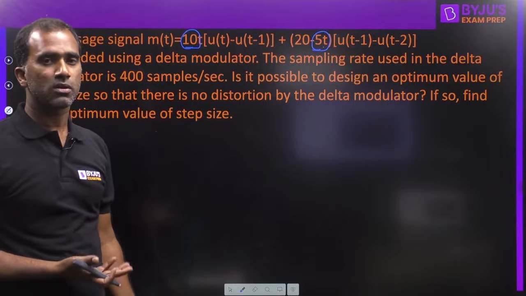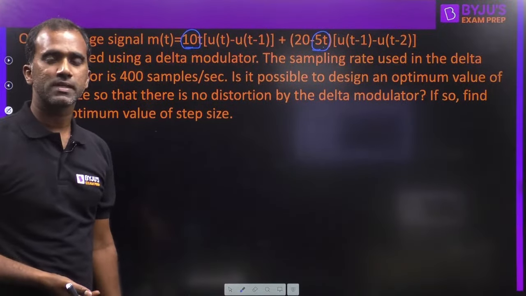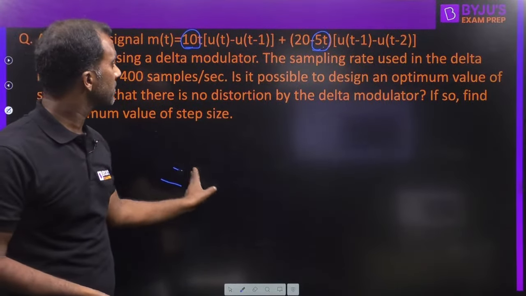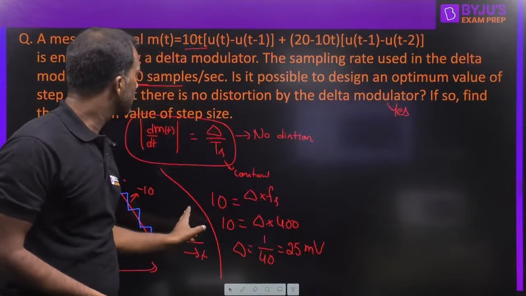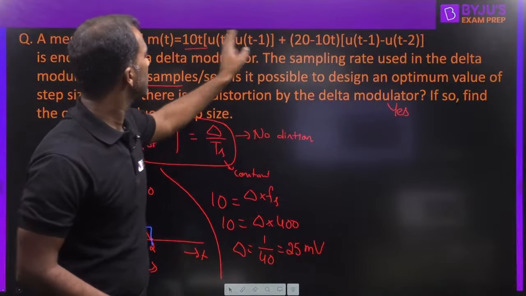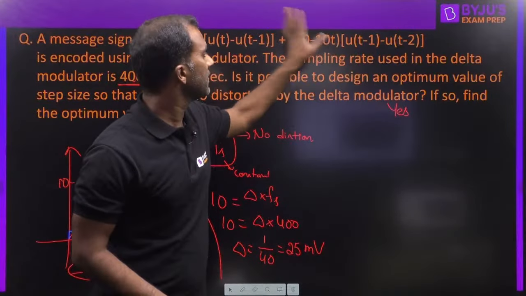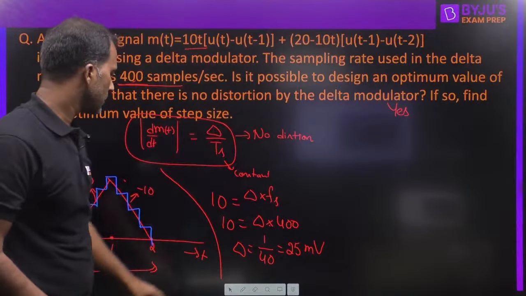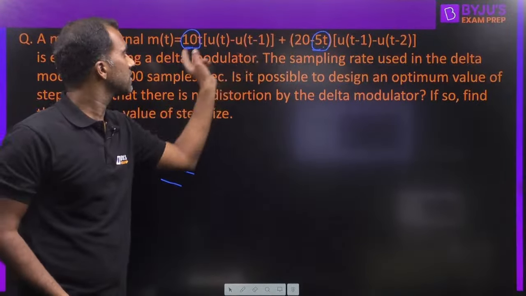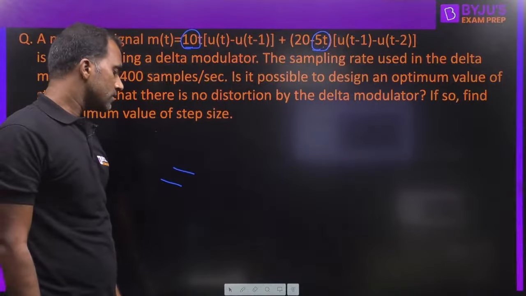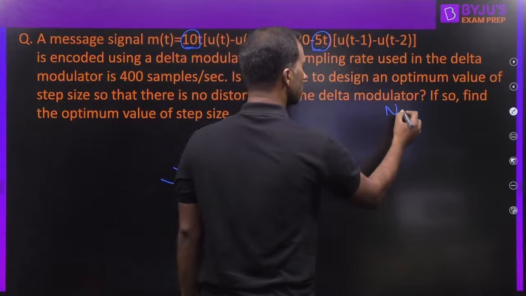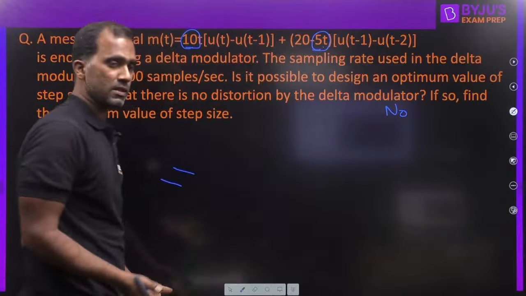If the magnitude of slope is not the same, we cannot design a step size which will avoid all the distortion. In the previous case, it was different. See this one? The slope is 10, the actual slope is minus 10, and the magnitude of slope is 10 and 10. But whereas here, it's a different slope. So that's why it is not possible. The answer is no. Since the answer is no, we don't need to find the step size because it does not exist.